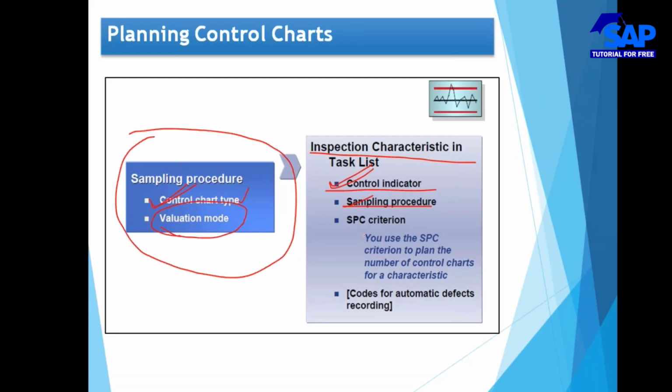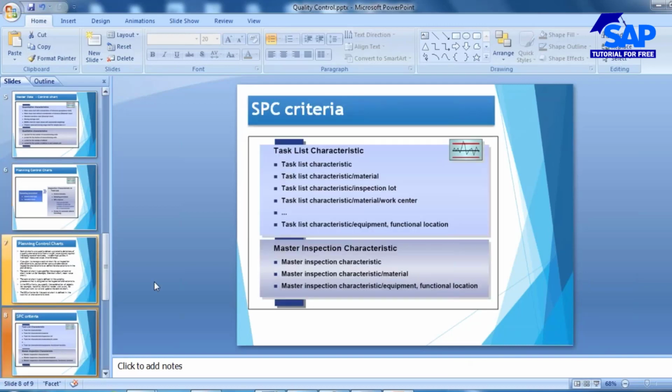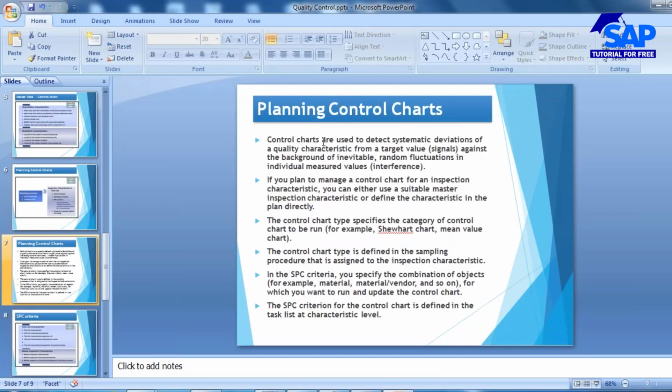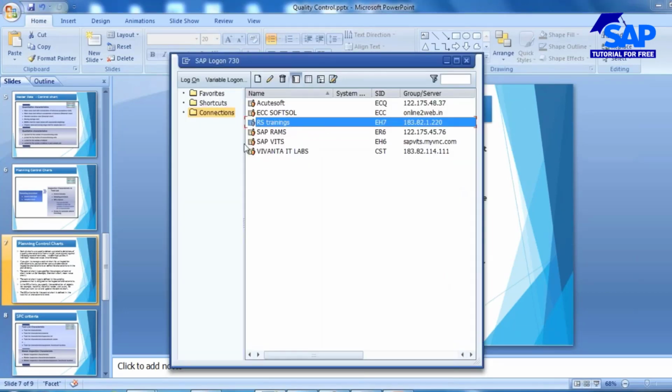Now in the inspection plan, you will be maintaining the SPC criteria, that is, for what combination you want to generate the control chart. So these are the settings you are supposed to do to generate a control chart for a particular characteristic in the SAP system. Now we will see all these things in the system. We'll go to SPC criteria later on. To plan the control chart, we will be making the relevant settings, so we'll start from the characteristic.